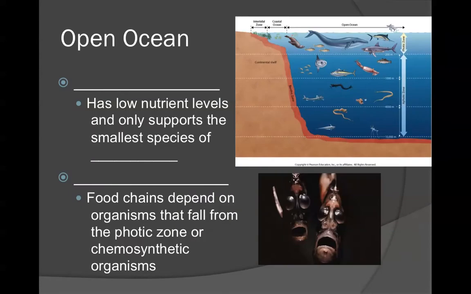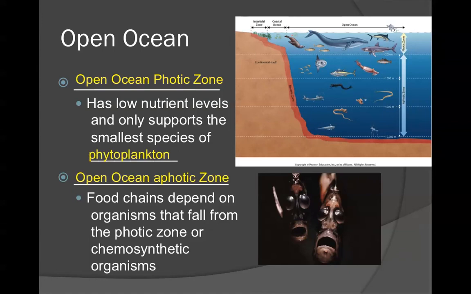Now the open ocean, only some organisms can survive in the open ocean. So we have two different zones as well. We have the photic open ocean, where our phytoplankton can go through photosynthesis. So organisms that feed on that we'll find in those areas. It has low nutrient levels and only supports the smallest species of phytoplankton. So that's why you're not going to see tons of organisms here.